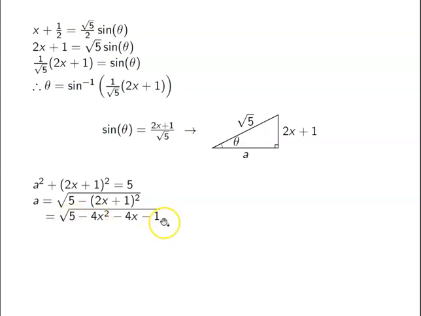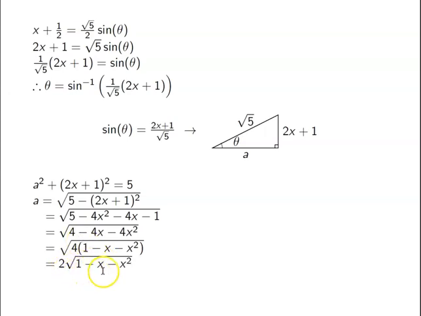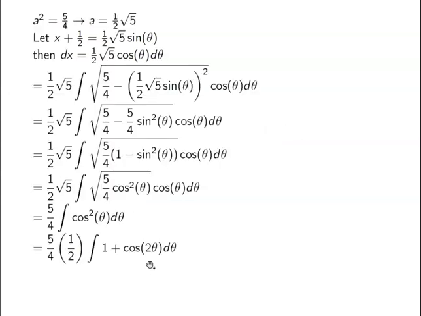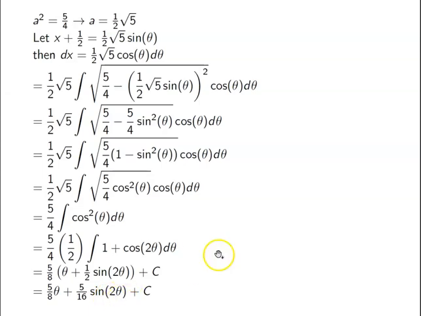This 5 and this -1 can come together to a 4. It's a common term of 4 that I can pull out as a 2. Oops. Okay. And I have 1 minus x squared, which is the function we started with initially. Okay. So now I know what my value of A is. And so when I come back, I can now figure out the values that I need for the sine of 2 theta.